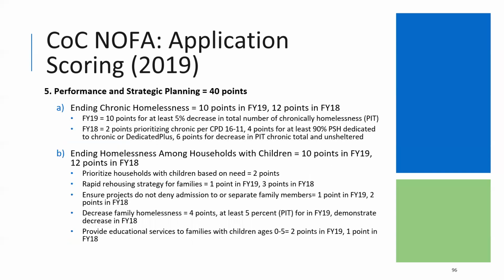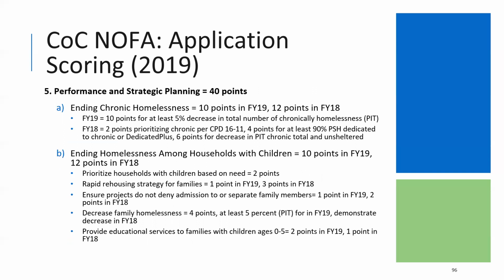HUD looks at performance and strategic planning. So they look at your efforts to end chronic homelessness, both whether you're seeing a decrease year over year and also whether you're prioritizing all of your permanent supportive housing beds for folks who are chronically homeless.